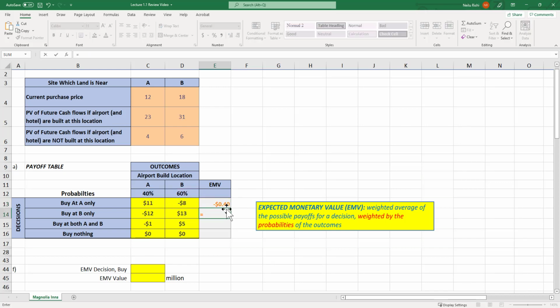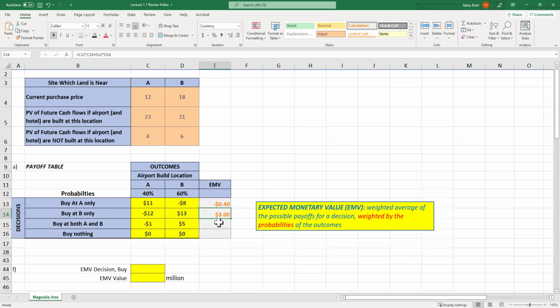Now I can repeat this for the decision of buying at B alone, again, one decision at a time. So I would have 40% times the negative 12 plus 60% times 13. Now that shouldn't be a percentage, so I'm just going to write that as currency because that's what I want here.